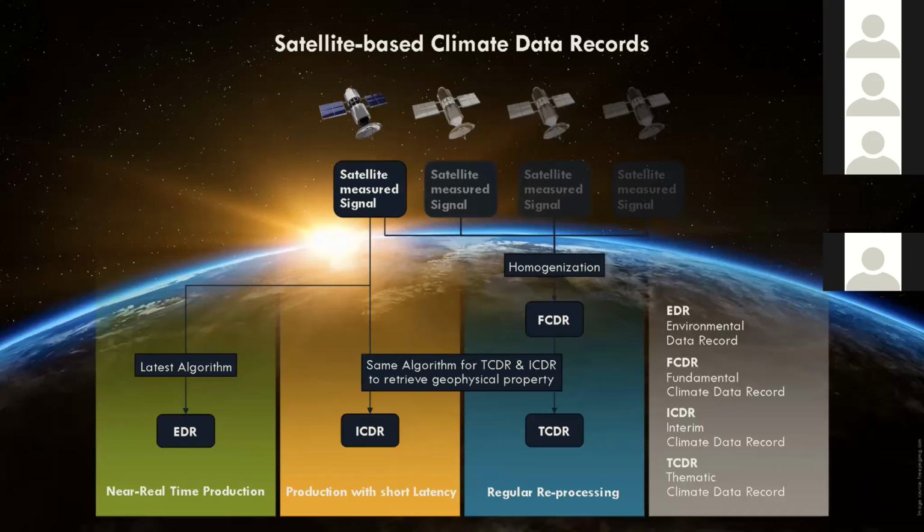CMSAF provides so-called TCDR, thematic climate data records, and ICDR, interim climate data records. Very short: the TCDR production involves information from long-term time series of satellite measurements and is updated every 3 to 5 years, while an ICDR uses just the latest satellite data and comes with a latency of a few days after measurement. But the combination of these two is very well suited for climate monitoring.